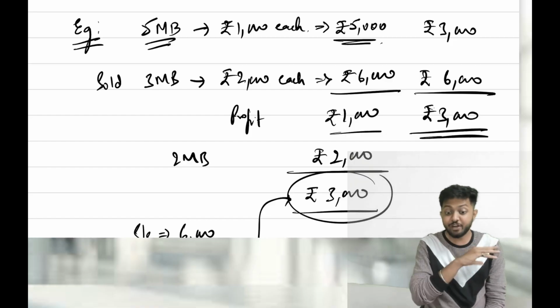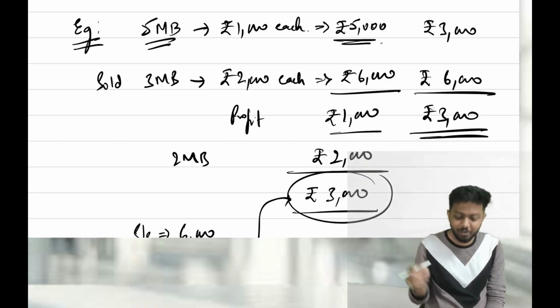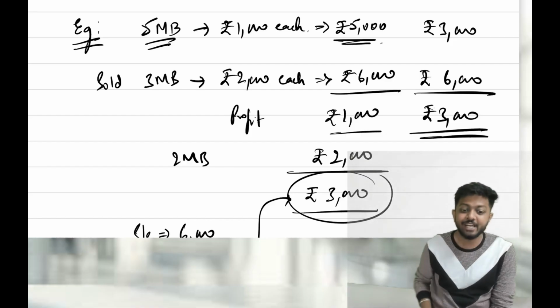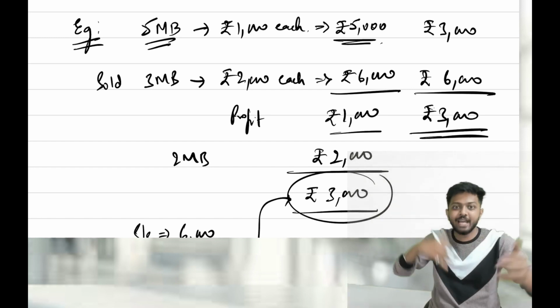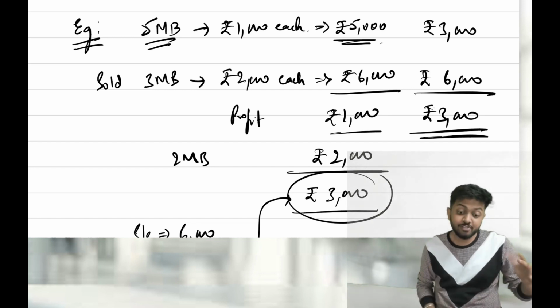Correct? That's why in your trading account closing stock comes. Why? To make this matching concept correction, or else you'll be comparing wrongly like this, sales of some units with purchase of some other units.